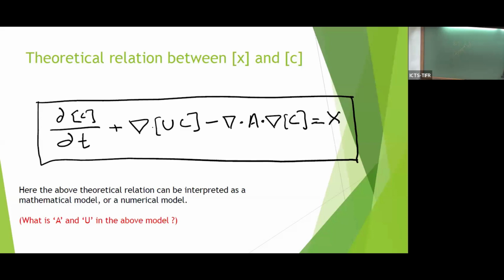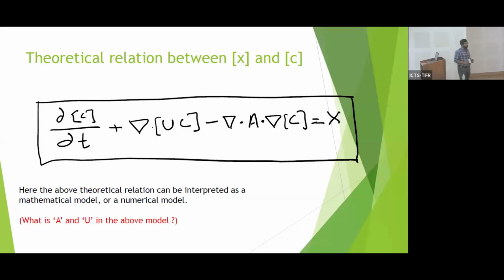Yes, the tendency of the concentration at any location in time and space must be built by the advection of that by means of wind. Here U means the wind. It's an advective equation, and it has to be diffused also, right? Any field in the atmosphere gets diffused, so there is a diffusion. And what is causing this concentration? The X. So this is the mathematical relation, and we call this the model.